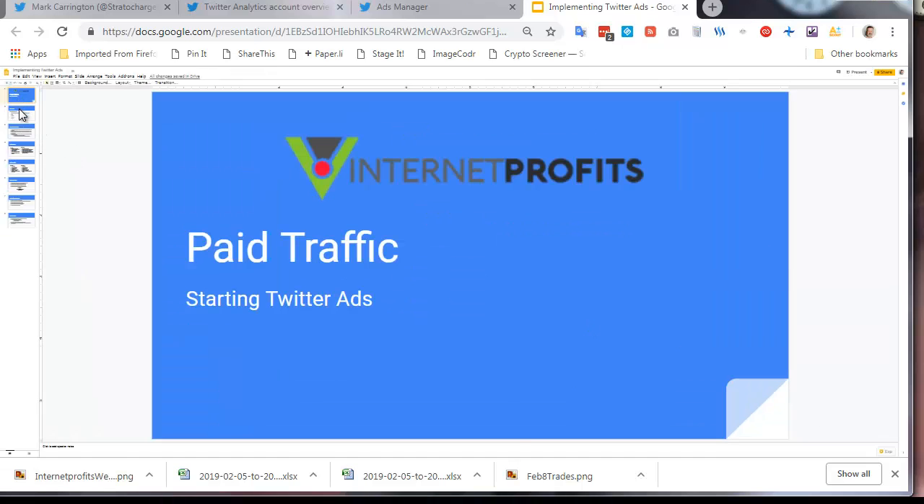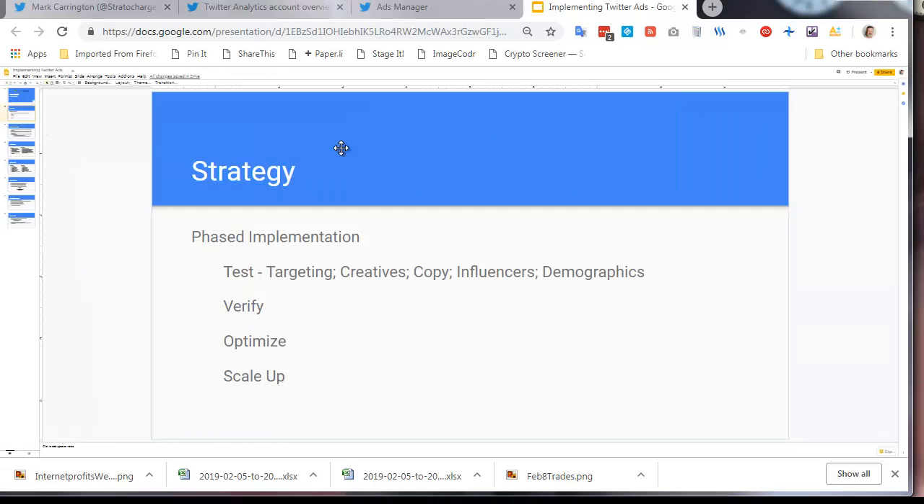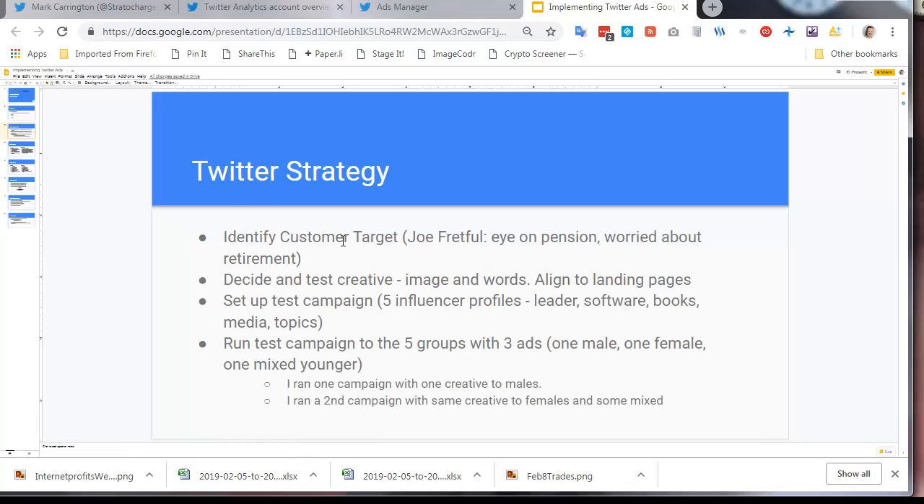So, paid ads using Twitter. Just a quick reminder on the strategy that I'm working through: a phased implementation program. Phase 1 is to test, Phase 2 is to verify, Phase 3 is to optimize, and Phase 4 is to scale up. So the testing is about identifying your customer target, setting up creatives, writing the copy, finding the right influencers, and choosing your demographics. I'll come through to each of those in due turn.